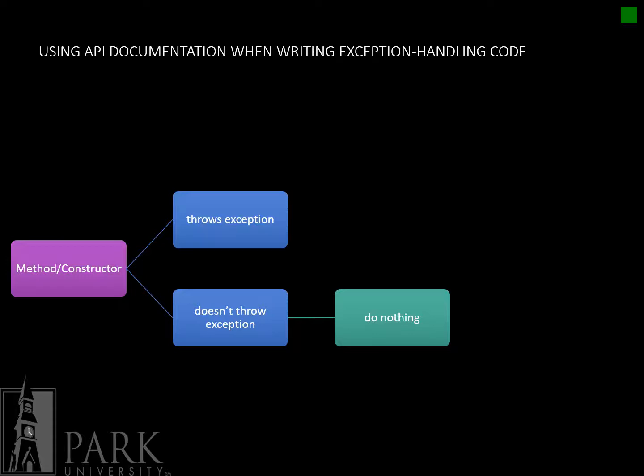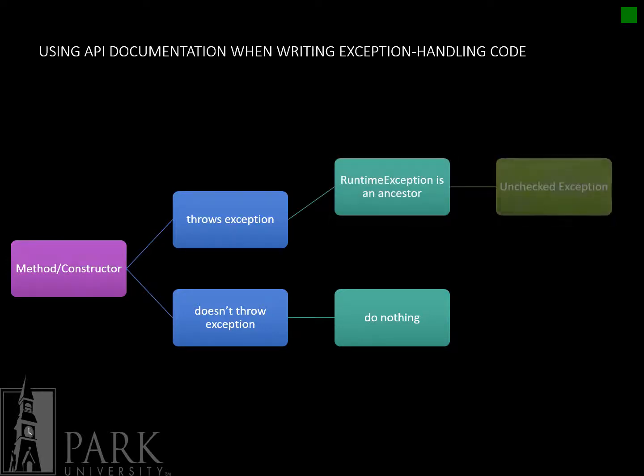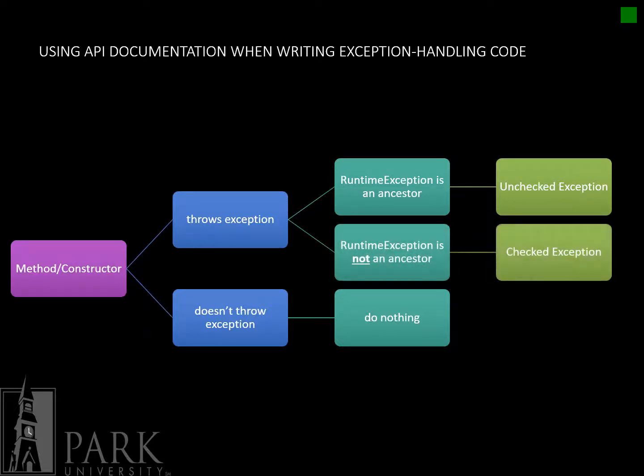If the method or constructor call throws an exception, is it checked or unchecked, right? And how do we know? Well, on the API documentation page for the method or constructor, drill down on the exception class's name. And then on the documentation page for the exception class, look at the exception class's hierarchy. If you find runtime exception is an ancestor, then the exception is an unchecked exception, right? Otherwise, it's a checked exception.